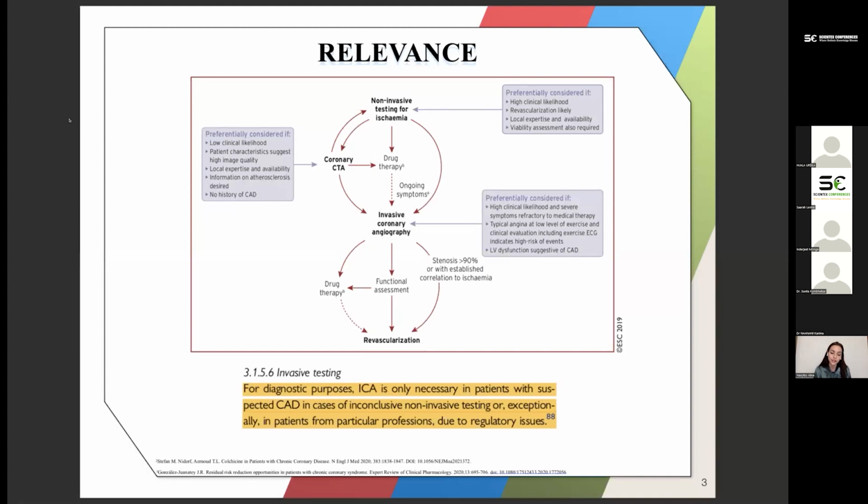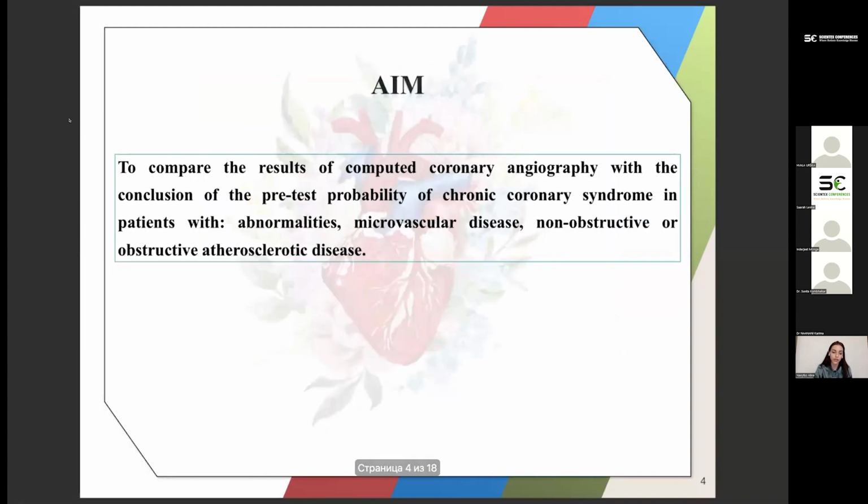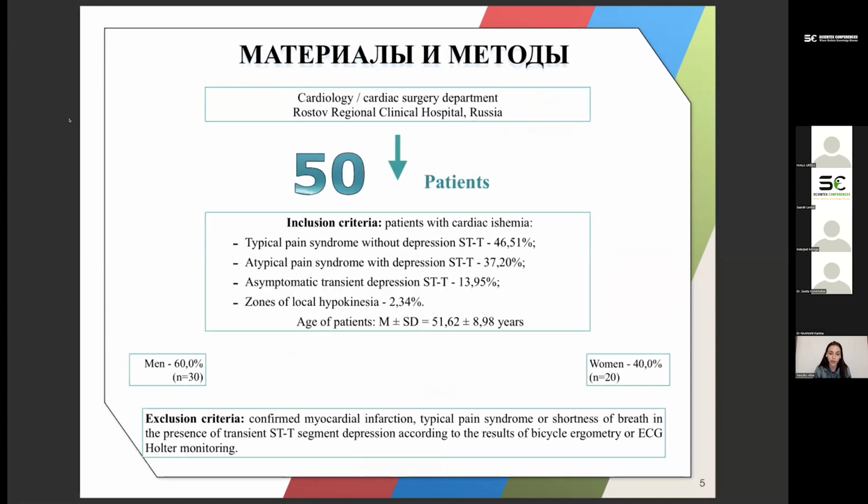The STT segment changes on the ECG are due to other reasons. The aim was to compare the results of computed coronary angiography with the conclusion of the pretest probability of chronic coronary syndrome in patients with abnormalities, microvascular disease, and non-obstructive or obstructive atherosclerotic disease.